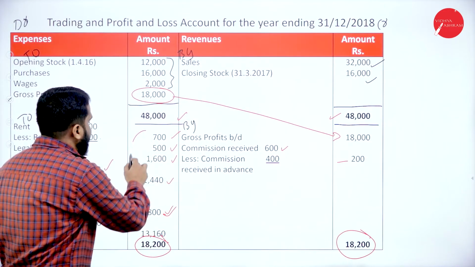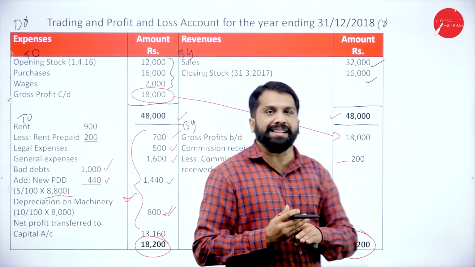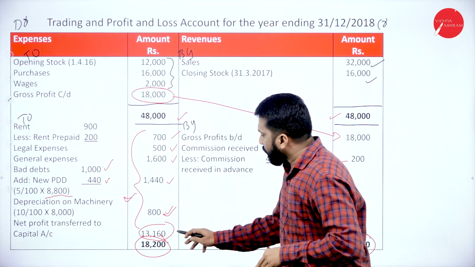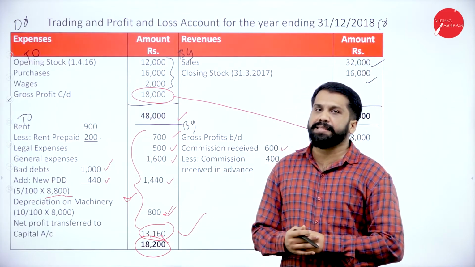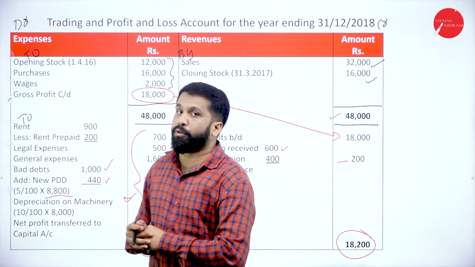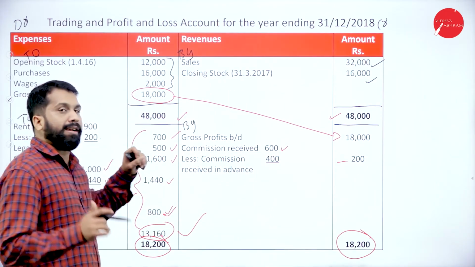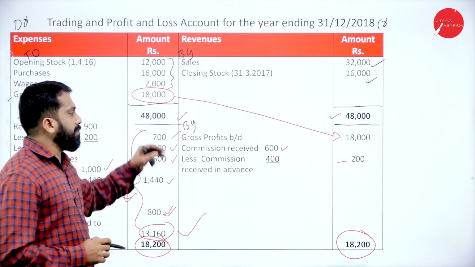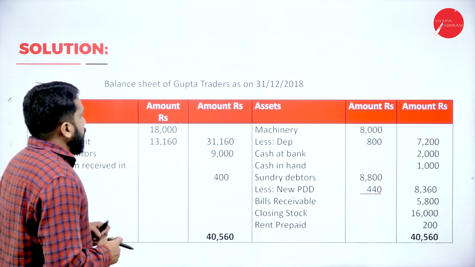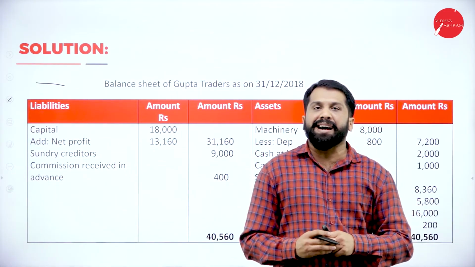From this, you deduct everything. If you deduct all the balances one by one, your final answer will be 13,160. This is called your trading as well as profit and loss account. Remember, whatever you write in the debit side, start with 'To', and whatever you write in the credit side, start with 'By'. So this is the last step of your answer, that is nothing but the balance sheet.